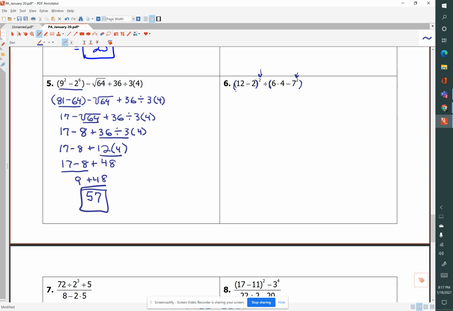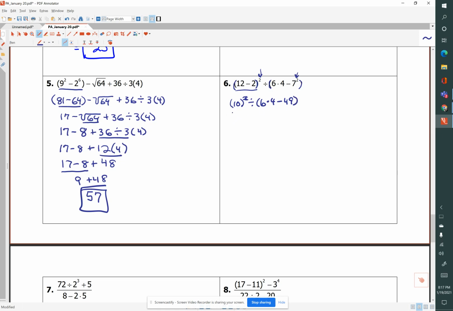So we'll start in parentheses. We start with 12 minus 2 is 10, and we still have that exponent of 2 outside the parentheses. Divided by 6 times 4 minus 7 to the 2nd power is 7 times 7, which is 49.